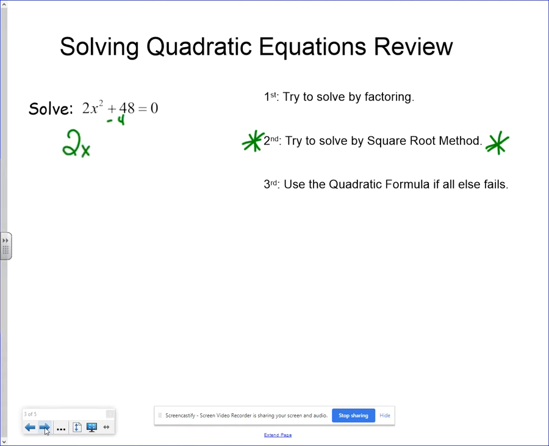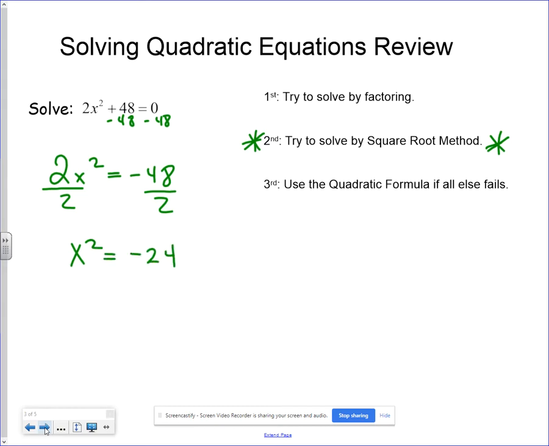So I'm going to subtract 48 from both sides. When I do that, I get 2x squared equals -48. Divide by 2. Divide by 2. x squared is equal to -24. Now we take the square root of both sides. The square root of x squared is x. And remember, whenever you use the square root method, you have to put plus and minus on your answer. So my answer is x equals plus or minus the square root of -24.